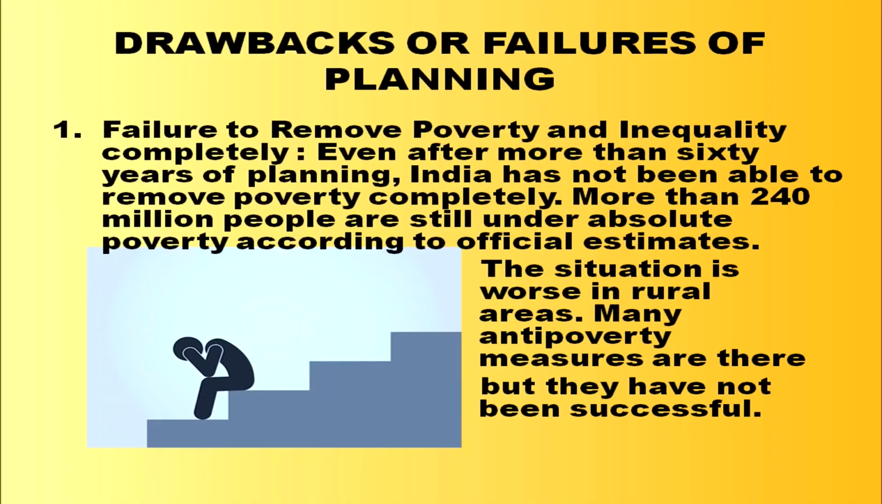And let us also understand the drawbacks. The first is failure to remove poverty and inequality completely. Yes, there has been a decline, but still poverty and inequality exist. Even after more than 60 years of planning, India has not been able to remove poverty completely. More than 240 million people are still under absolute poverty, according to official estimates. The situation is worse in rural areas. Many anti-poverty measures are there, but they have not been successful.